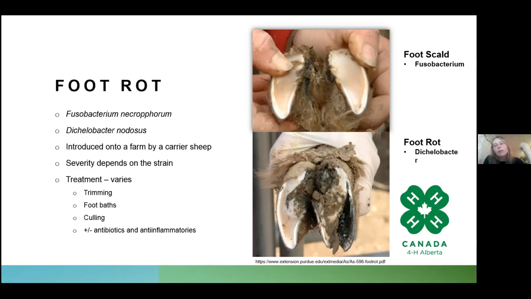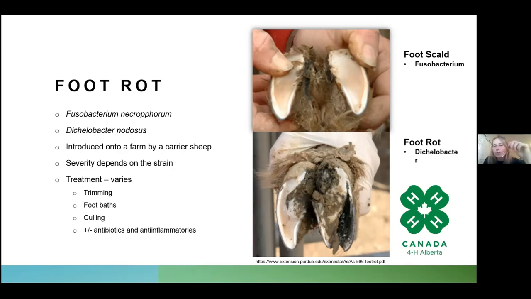So if you're used to cows, that is what foot rot is in cattle. It's actually the interdigital, so between the toes, that space is infected. In sheep, we just call that foot scald. All right, and then usually that's just Fusobacterium. If you get Dichelobacter coming in, it can be really severe or it can be really mild.